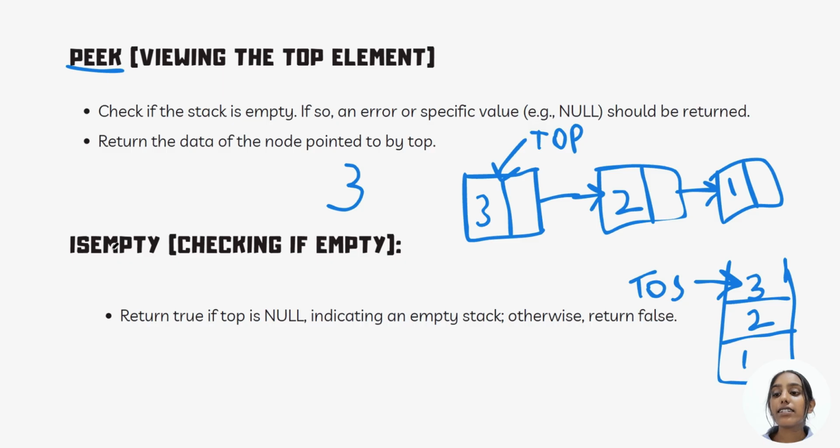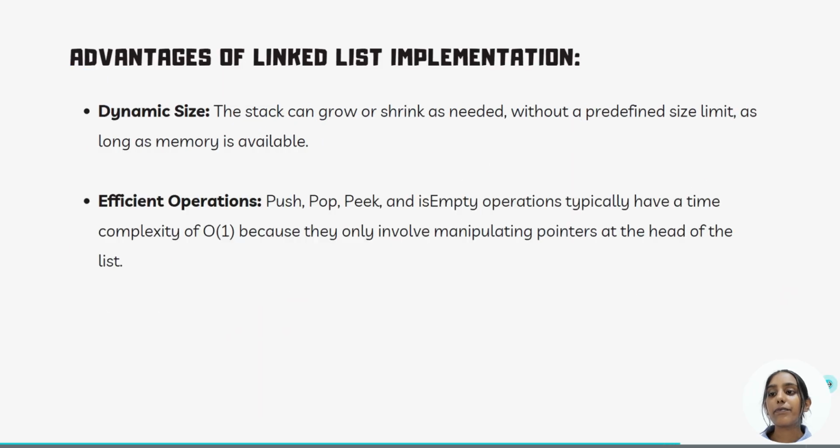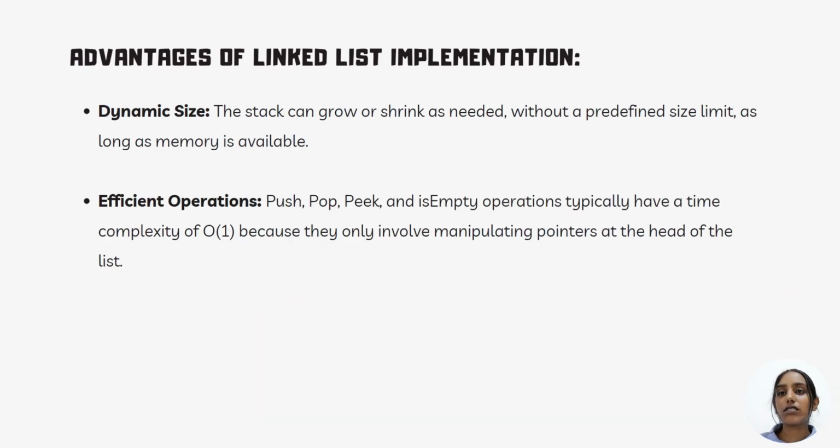And then the isEmpty operation is used to return true if the top is null. That means it checks if the stack is empty. So if the stack is empty, it will return true. That means there are no values in the stack. If there are values in the stack, if it's not empty, then it would return false. So those are the main operations on the stack.